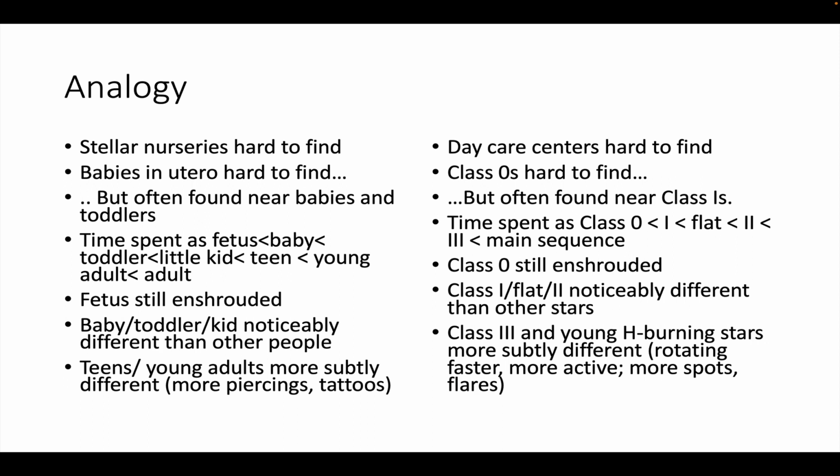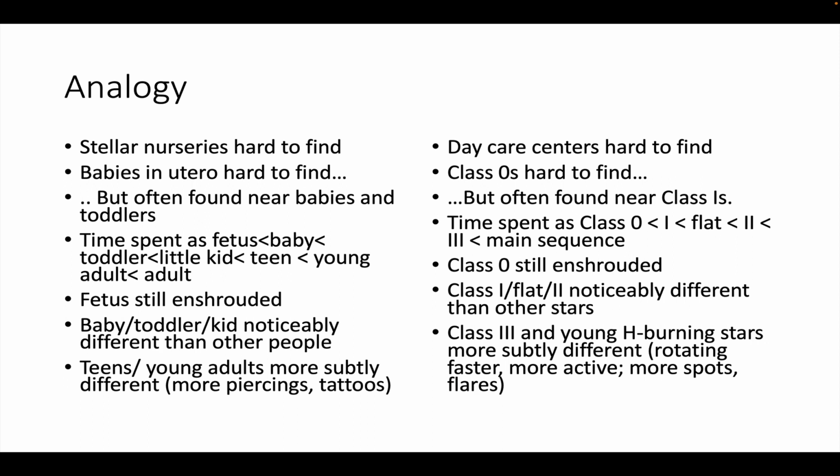It is really, really hard to find pregnant ladies because out of all of the phases of a human life, that phase in utero is the shortest phase of life. But when you find babies and toddlers, you often do also find pregnant ladies. So you can find babies in utero if you find babies and toddlers. Class 0s are hard to find, but you can often find them near class 1s.